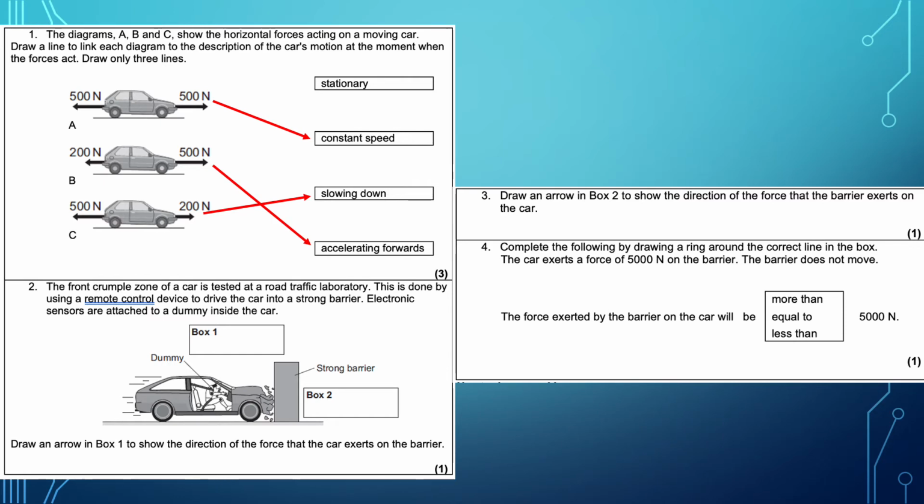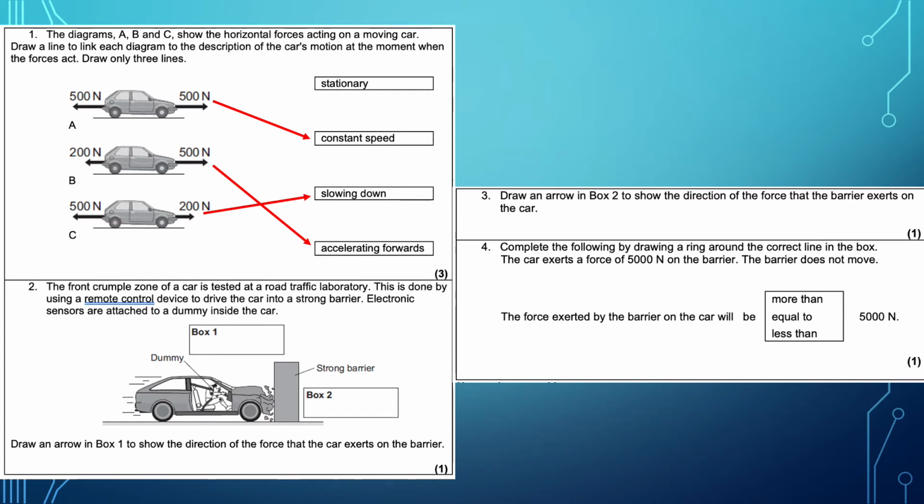All right, number 2. The front crumple zone of a car is tested at a road traffic laboratory, and this is done by using a remote control device to drive the car into a strong barrier. Electronic sensors are attached to a dummy inside the car. So a lot of information in there that you don't really need to know, because if you look at the questions that they're asking of you, it says draw an arrow in box 1 to show the direction of the force that the car exerts on the barrier, and number 3 asks draw an arrow in box 2 to show the direction of the force that the barrier exerts on the car. So for this one, again, it is kind of a multiple choice, but it's more of a true-false 50-50 type of answer.